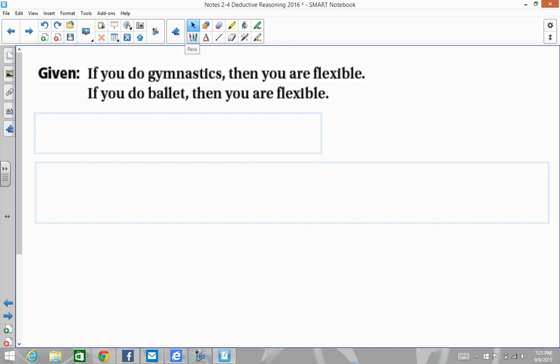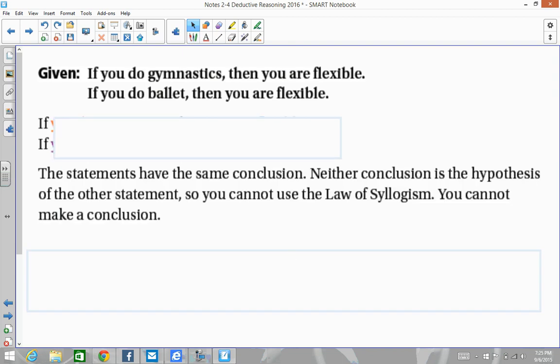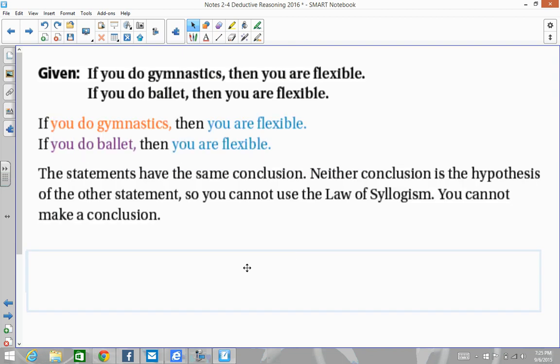All right, well, if you wrote a conclusion, then you're wrong. There is no conclusion. The problem here is that this part right here is not repeated in the right place. These are the conclusions for both. And remember, it has to be the conclusion of one and the hypothesis of the second. And since they don't overlap like this, they cannot make a conclusion from this.